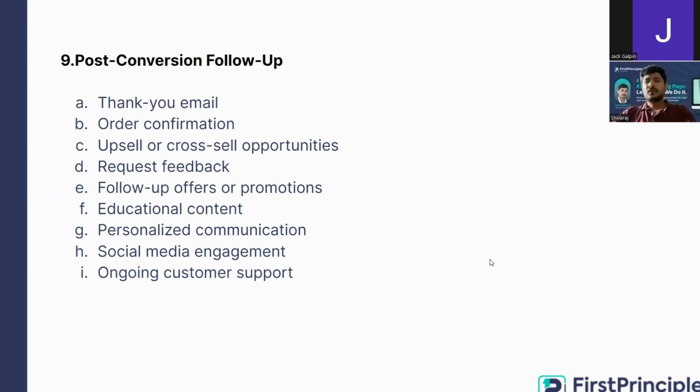Educate through content, and personalize any communication that you want to send. Social media engagement, any kind of mention that you want to do about a big purchase or by any customers. And the best part is to provide customer support. Yes, this is also a post-conversion follow-up. If they've taken up a service or product, maybe a SaaS product, directly send them an email saying that we are here to help you out. This is our customer support link, go ahead and use it. And that's how you create a killer landing page.